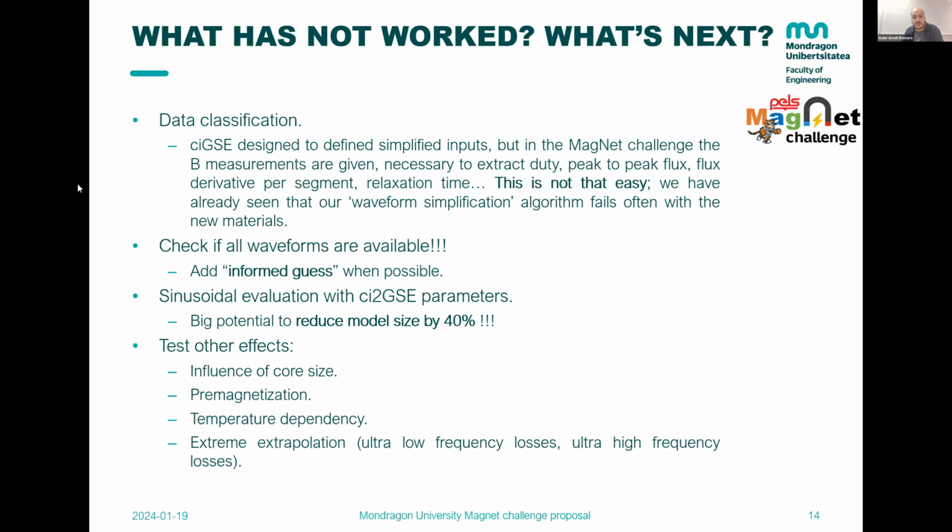That's a 40% reduction. And lastly, you could, in theory, because this is a physical model, test other things like influence of core size, premagnetization, temperature dependency, extreme extrapolation in ultra-low frequency and ultra-high using the dual plane approach. So that's actually really, really interesting. That's the results we got from here.